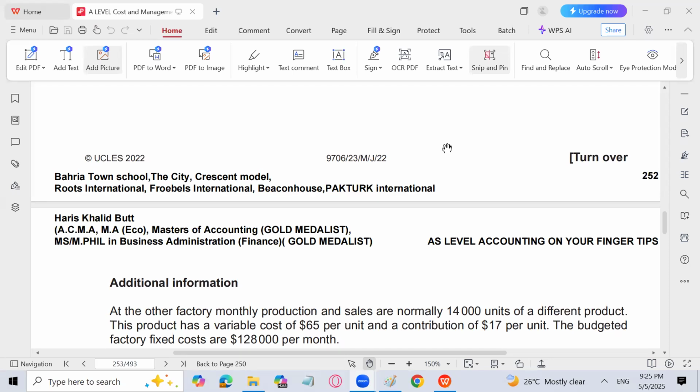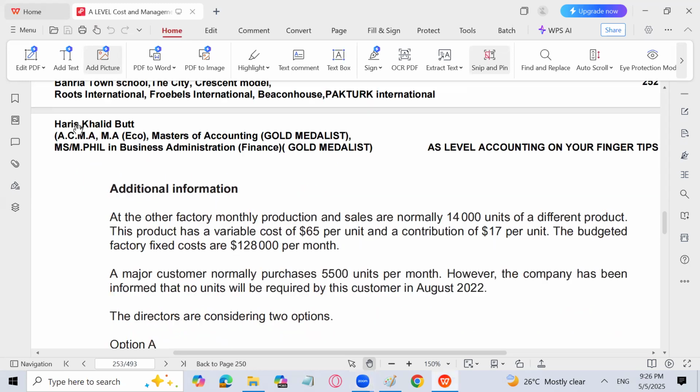So we are solving AS level accounting marginal costing. In marginal costing, we are solving the question of May, June 22, 23. The first part we are done with, and the second part we are going to solve now, May, June 22, 23, in additional information.